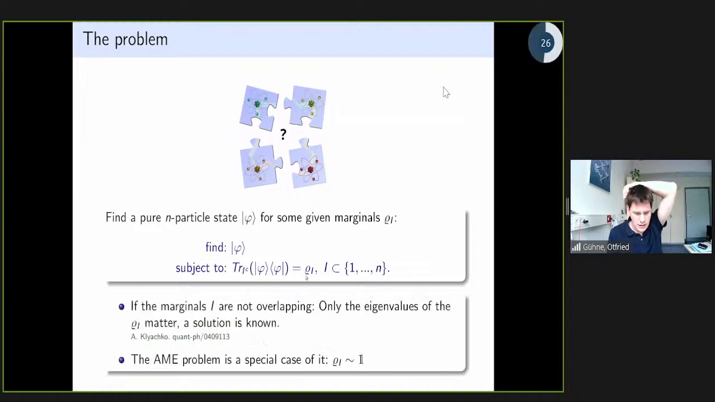The first observation is that of course this is a generalization of the AME problem. Because in the AME problem, I asked for something like the seven-qubit state where certain reduced states are maximally mixed, or proportional to the identity. But here I'm now allowing arbitrary states, which are just given to me. So in principle, the AME problem is just a special instance of that.